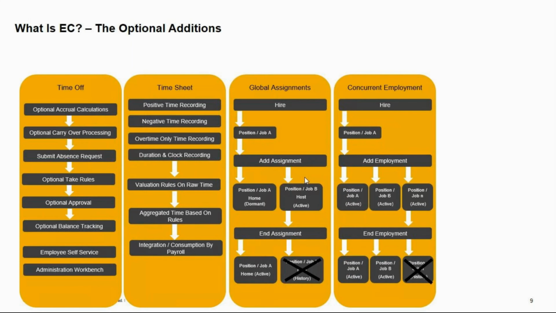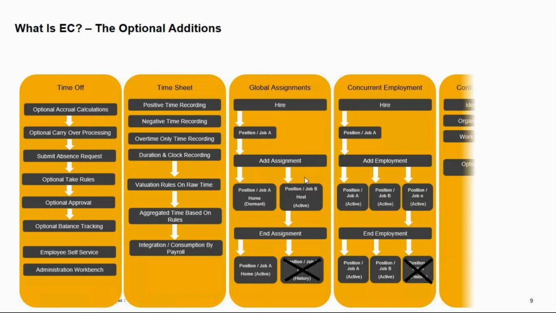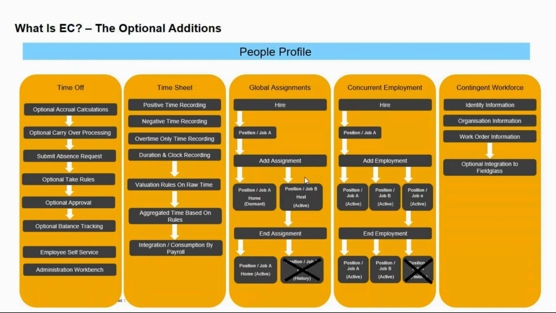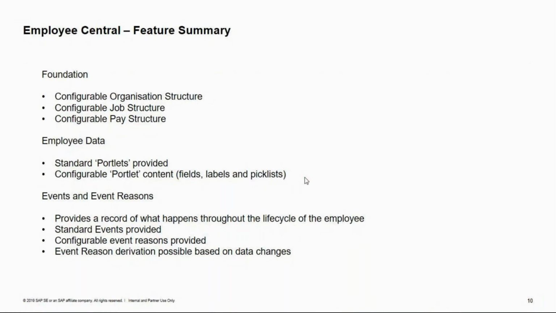Concurrent employment: some companies have employees who might work in different departments. So that is your concurrent employment, multiple employments within the company. And then contingent workforce is for the contract workers. These are all optional additions which can be included as part of the people profile. So in short, we set up foundation objects, we set up employee data, we set up all the events and event reasons.